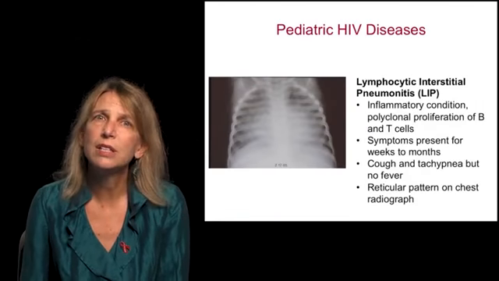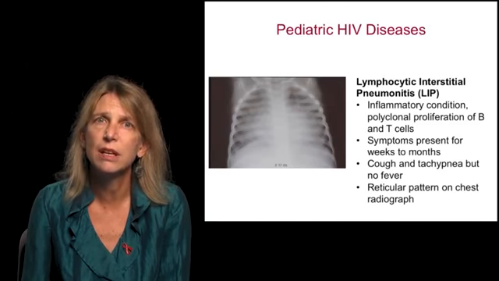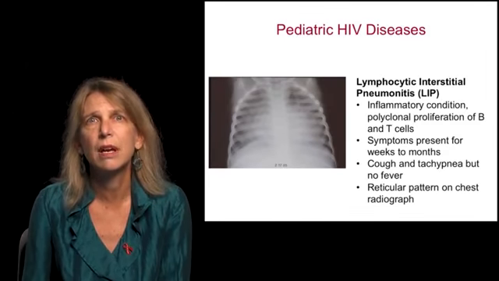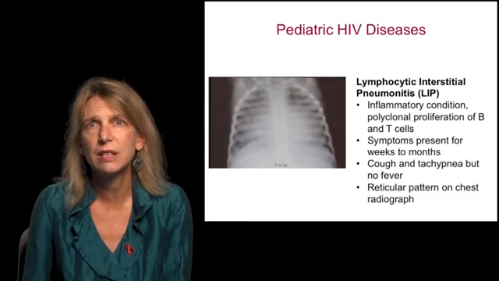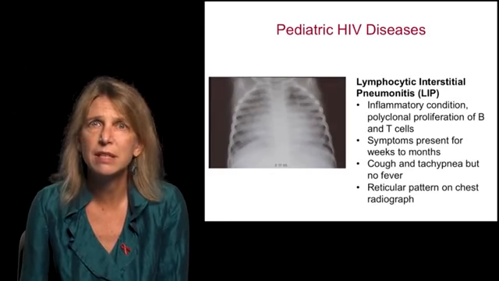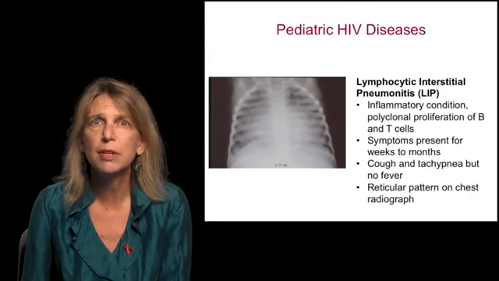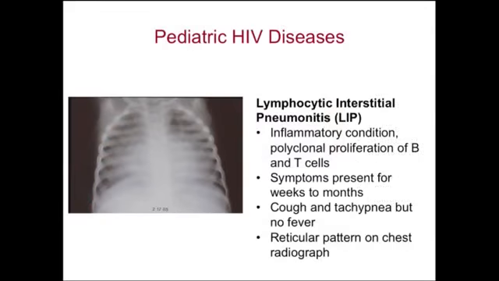In general, children present with similar AIDS-defining conditions as adults, with a few exceptions. One of these is lymphocytic interstitial pneumonia. This is an inflammatory condition with polyclonal proliferation of B and T cells. Symptoms are present for weeks to months. Children may present with cough and tachypnea, but no fever. There's a classic reticular pattern as shown here on chest radiograph.